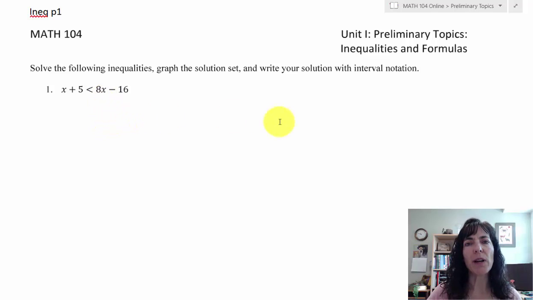So we need to simplify a little bit so that we can get them into a form that we can easily show our interval notation and our set notation and graph. So let's do that with these inequalities.